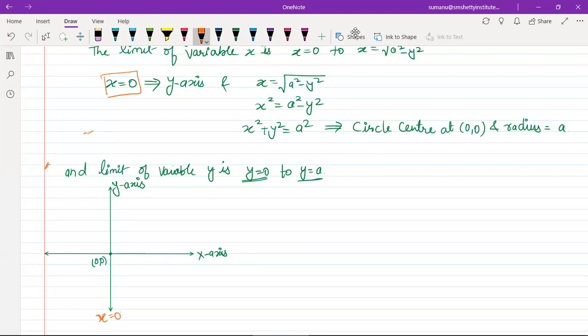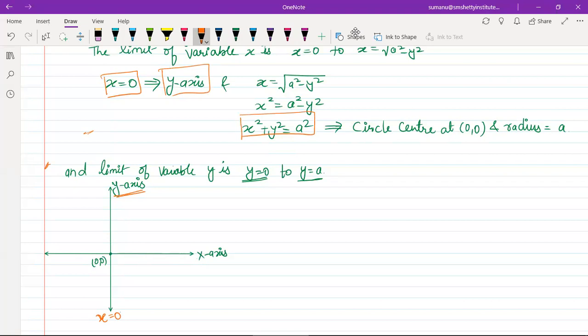Is it clear? On the y-axis, my x coordinate will be 0, so x equals to 0 is the y-axis. Is this clear to all of you? Now we need to draw the upper limit. The upper limit is x square plus y square equals to a square.